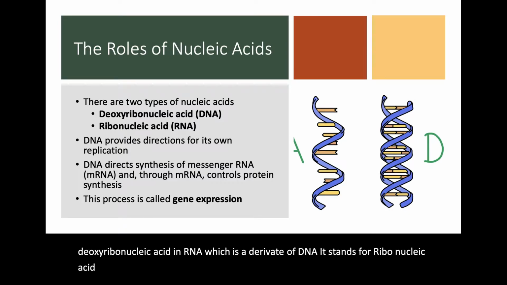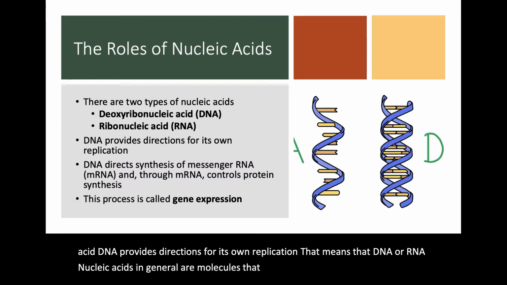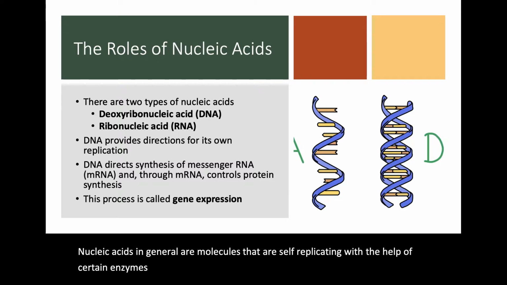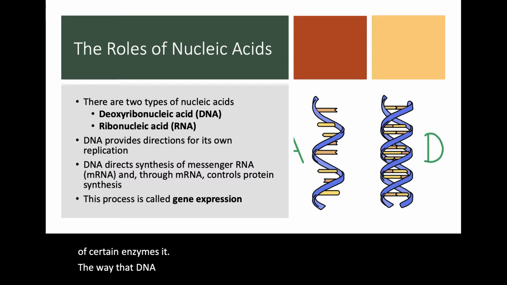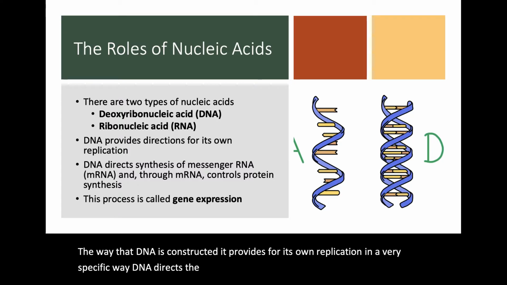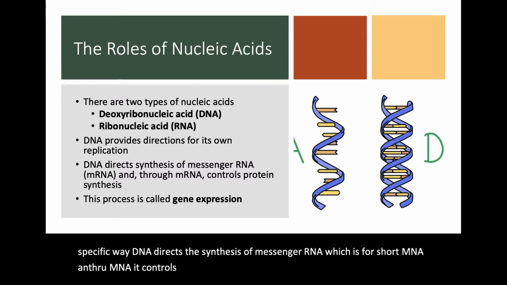DNA provides directions for its own replication. That means that DNA or RNA, nucleic acids in general, are molecules that are self-replicating with the help of certain enzymes. The way that DNA is constructed, it provides for its own replication in a very specific way. DNA directs the synthesis of messenger RNA, or mRNA for short, and through mRNA it controls protein synthesis. This process is called gene expression.